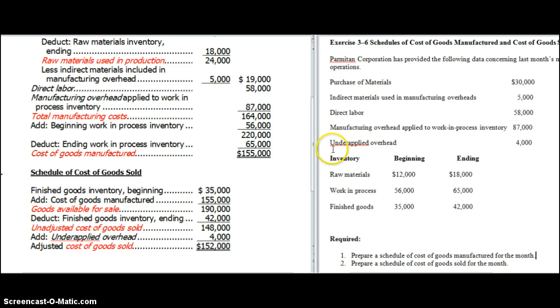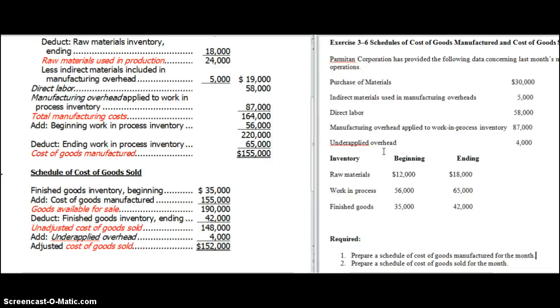The reason is because if you look into the question, there is an under applied overhead. Now, just to remind you and refresh your memory on the under applied and over applied overhead. You saw when you were learning the predetermined overhead calculation and the application of manufacturing overhead that you either get under applied overhead or an over applied overhead.